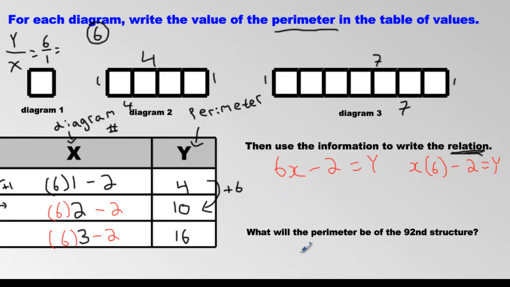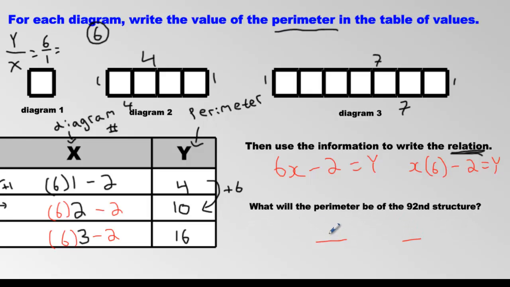The last part of the question asks us, what will the perimeter be of the 92nd structure? It seems like a very complicated thing to figure out, but not so much because we have an equation. Remember that word substitution? We're going to use it right now. Are structures the x or are the structures the y? The structures are the x because x is the diagram or the structure number.